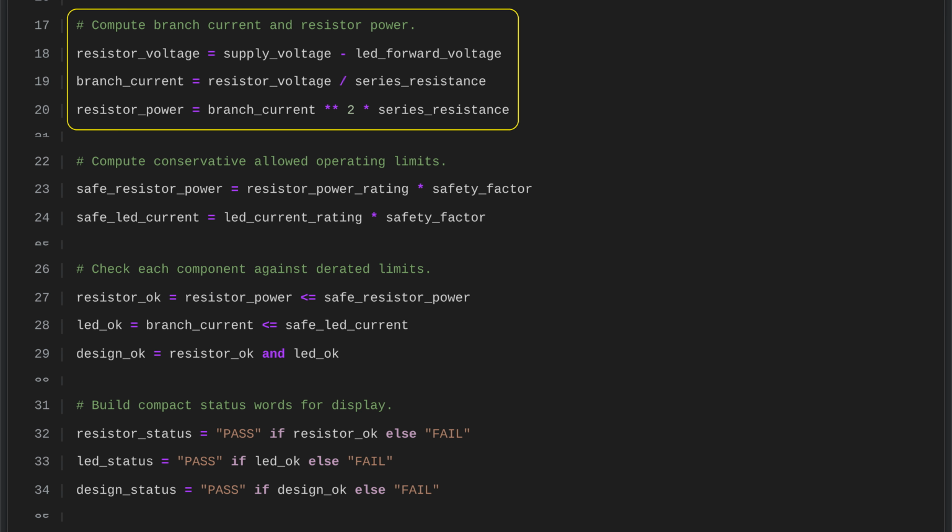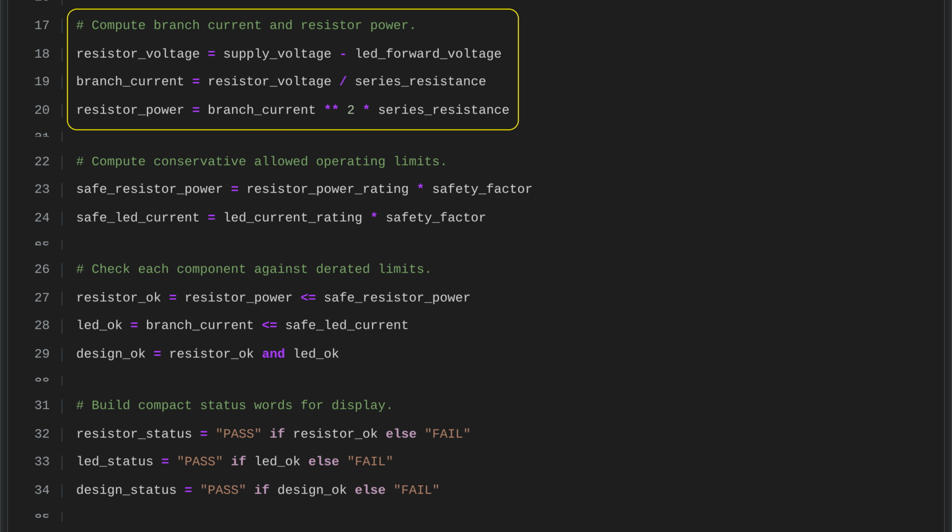To size the resistor in an LED circuit, first find the voltage it must drop by subtracting the LED forward voltage from the supply voltage. Then divide that resistor voltage by the series resistance to get the branch current. Finally, determine the resistor's power dissipation by multiplying the square of the current by the resistance, so the resistor can be rated safely.